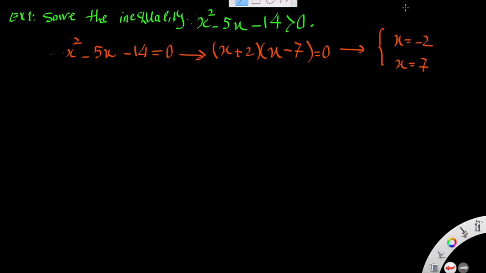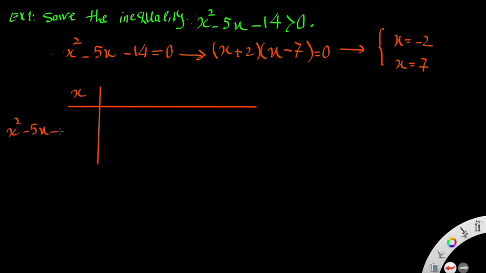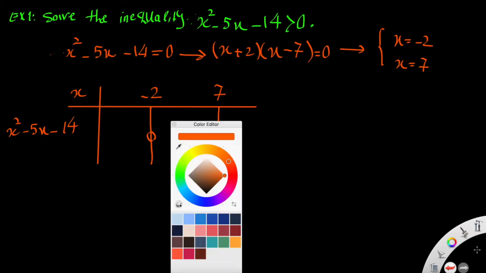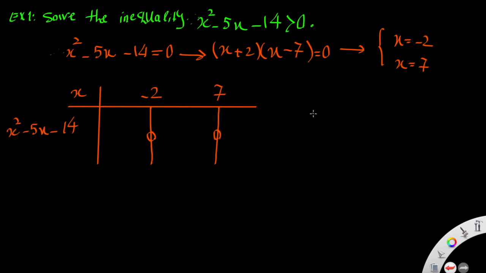Now I construct a change of sign table. Here it is x and it is our quadratic expression. The roots should be written in ascending order. First the smallest one, then the larger one. At negative 2 and at 7, this expression will take the value of 0. Now we should see how it will change.